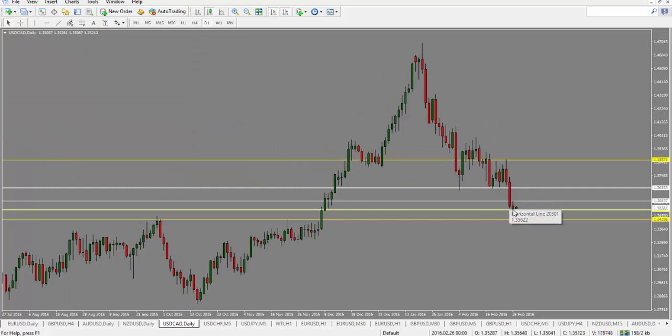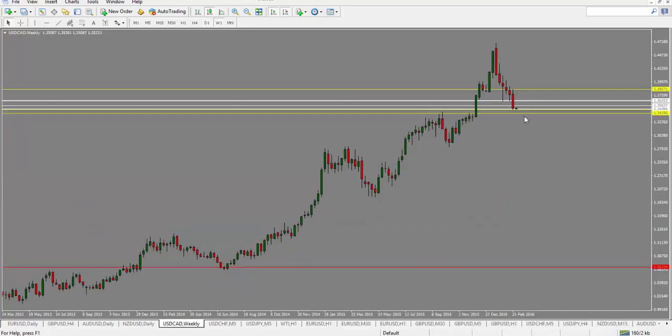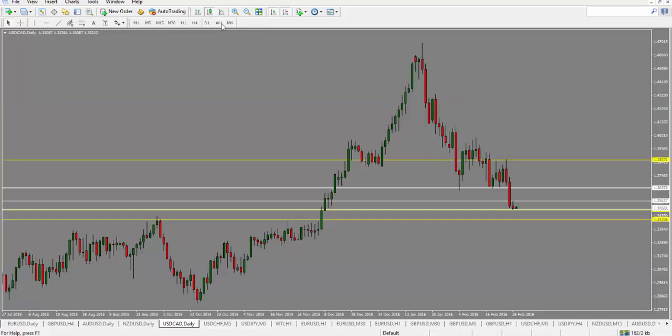Dollar CAD here, we had a very small daily candle. Let's take a look at the weekly candle. Weekly candle was a nice bearish candle. However, we are starting to get close to this strong support level. And in terms of our daily candle, as we have seen, a very small candle, we didn't see much of a movement, which puts a bit of a neutral bias on dollar CAD.